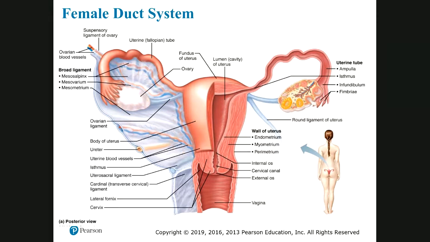The oocyte is carried along toward the uterus by smooth muscle movement, which we call peristalsis, and also by ciliary action from the ciliated cells that exist there. They help move the oocyte into the uterus. Non-ciliated cells of the tube function to nourish the oocyte and the sperm that is there.